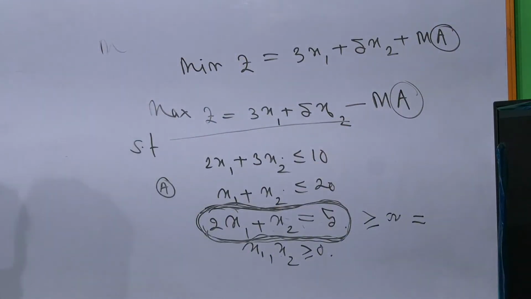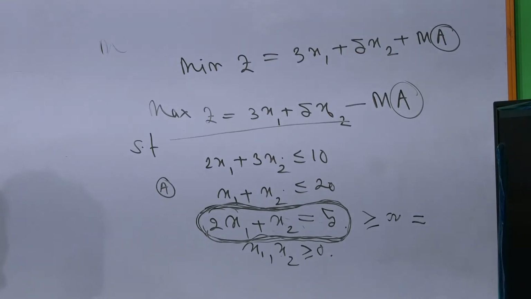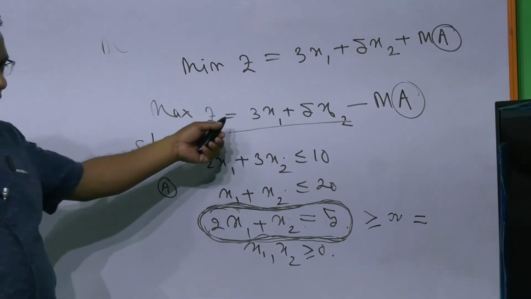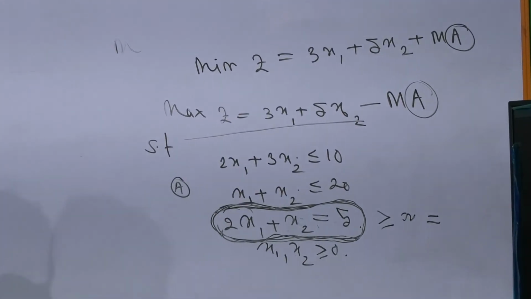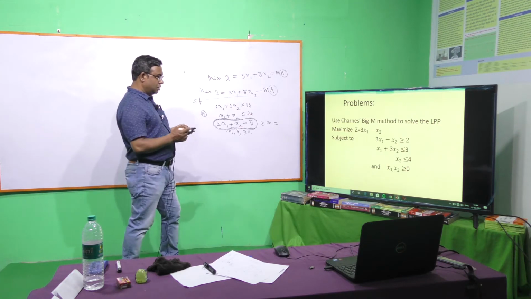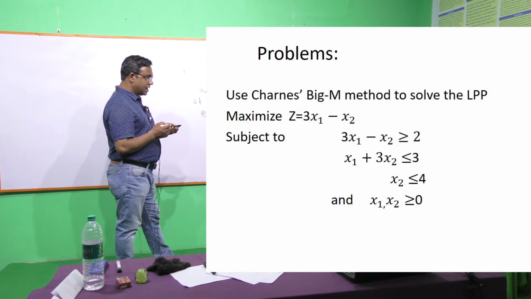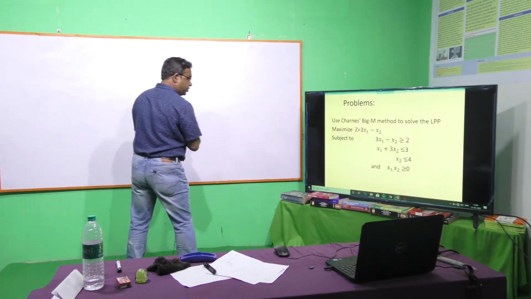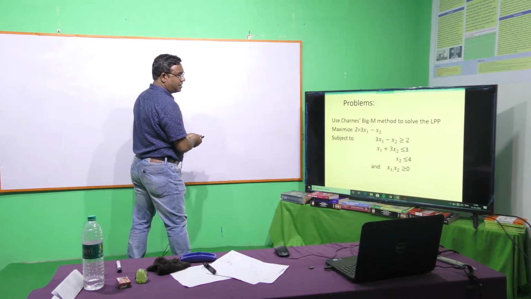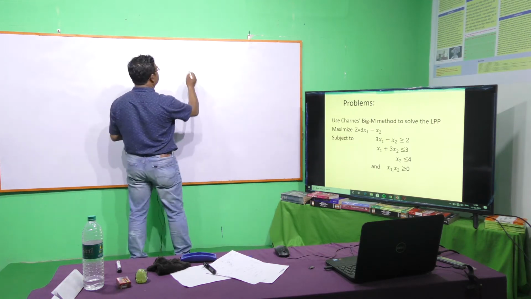at an optimal stage. This idea of price is developed by A. Charnes and is known as Charnes penalty method or Big M method. So let us see one problem, how to solve this LPP by using Charnes Big M method. We have to introduce slack, surplus variable, then artificial, then slack variable.